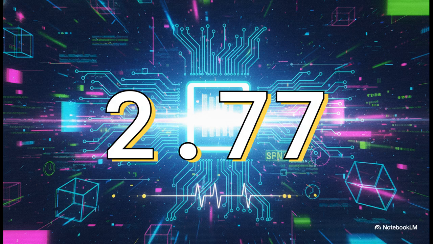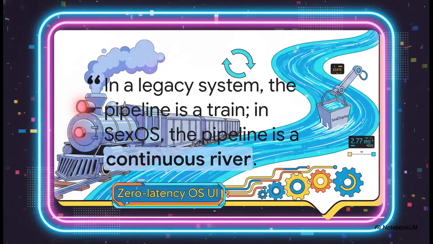Which brings us to this mind-bending number, 2.77 milliseconds. That is the blisteringly fast V-blank sampling rate of SexDisplay when running on high-end hardware. To put that into perspective for you, that is fast enough to perfectly saturate a 360 Hz gaming monitor without even breaking a sweat. Every 2.77 milliseconds, SexDisplay wakes up, evaluates the entire state of the universe, and projects it. Boom, done. I absolutely love this analogy from the sources. The legacy pipeline is a train, waiting for cars to be loaded. But the SexOS pipeline is a continuous river of state.